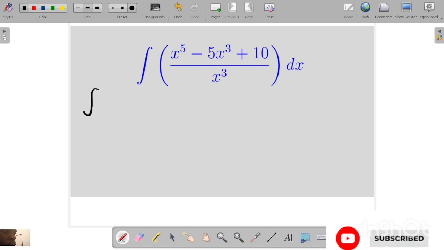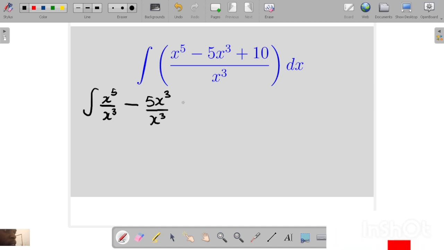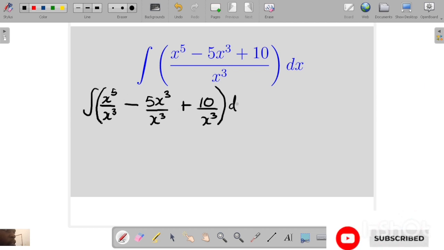So you can have x to the fifth over x to the third, then minus 5x to the third over x to the third, plus 10 over x to the third, and then everything is being integrated with respect to x.